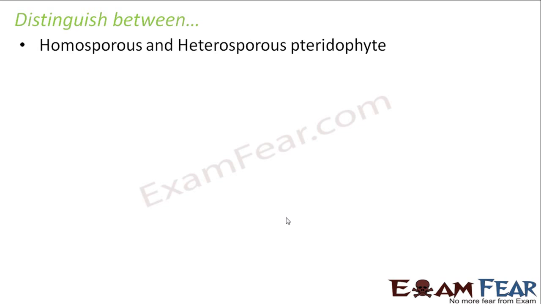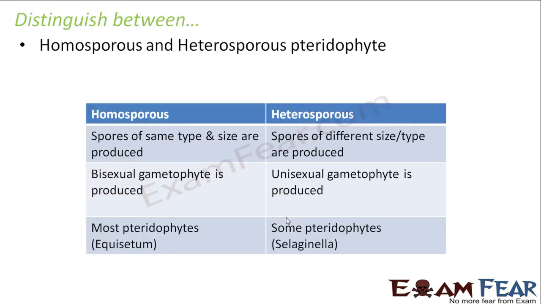Distinguish between homosporous and heterosporous pteridophyte. Just now I was talking about heterospory, right? Homosporous, homo means same, hetero means different. So in homosporous, the spores which are produced are all of the same type and size. In heterosporous, they are of different size and types.